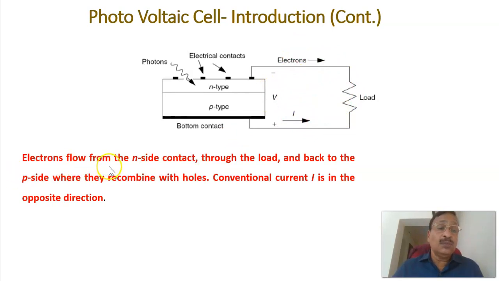Therefore, the electrons flow from the N side contact through the load and back to the P side, where they recombine. The electron that is coming here recombines with the holes in the P-type material, and the conventional current is always opposite to the electron flow. Therefore, current will be flowing through the load.